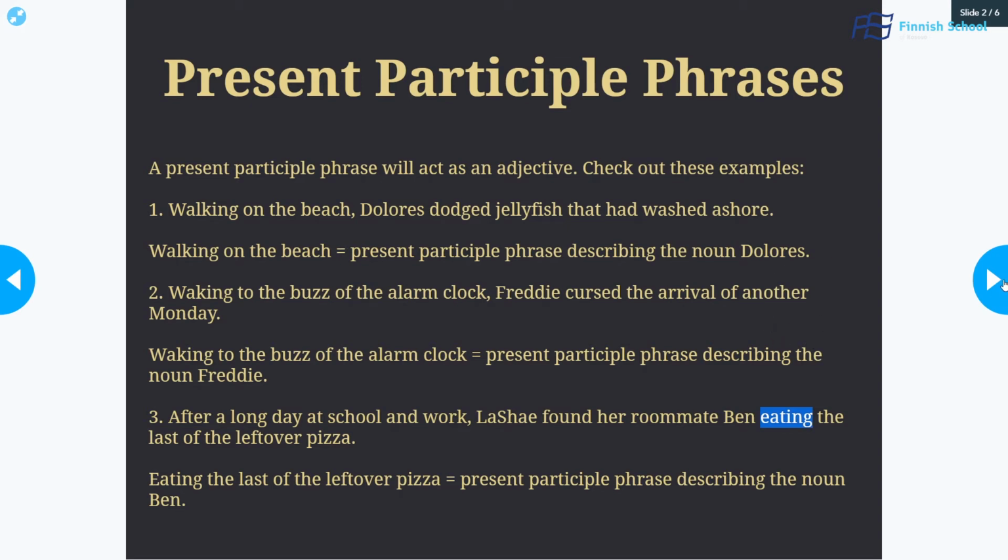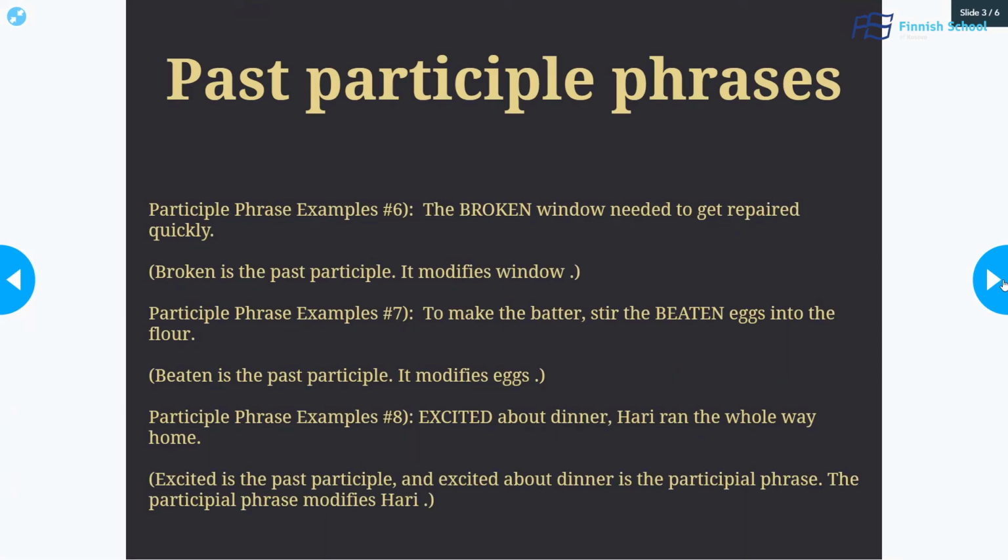Now let's take a look at the past participle phrases. A past participle phrase is usually in the past participle form of the verb and again acts as an adjective. Let's take a look at this example. The broken window needed to get repaired quickly.